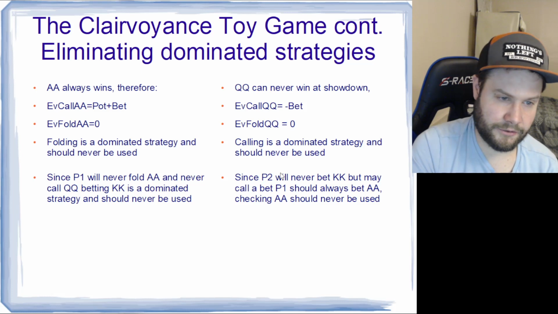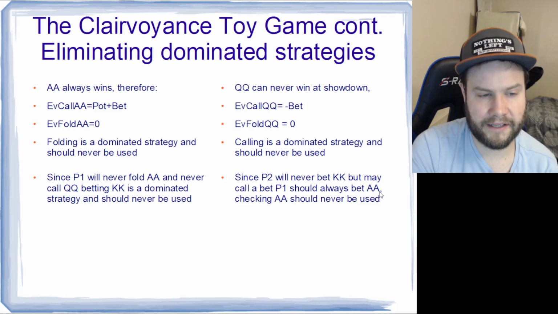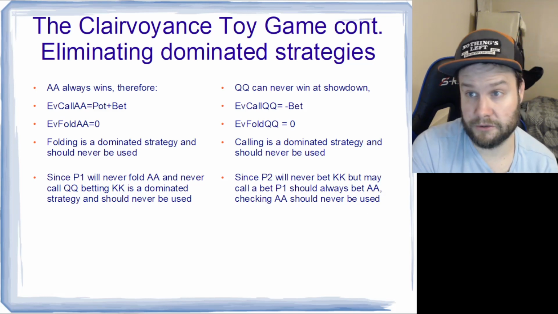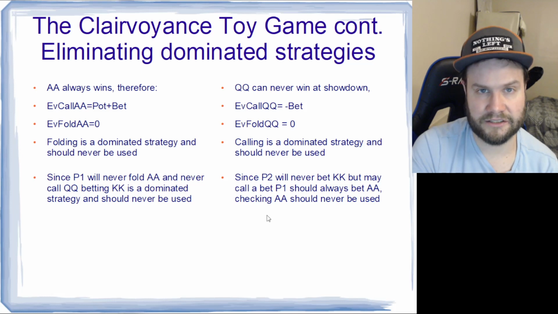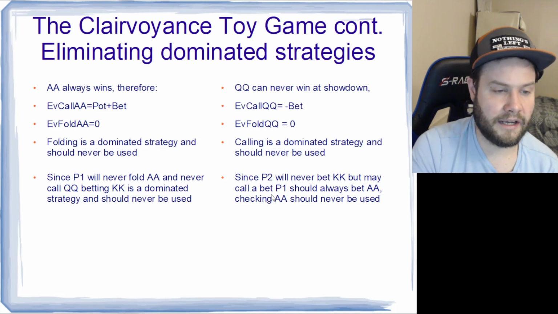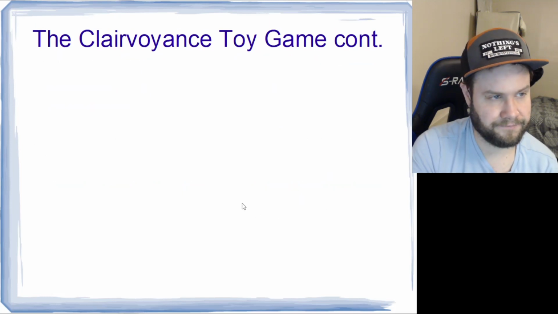Since player 2 will never bet with king, but may call a bet from player 1, player 1 should always bet ace. Checking with ace should never be used. It is a dominated strategy. It's going to be EV of 0 as well because they would be closing the action and going to showdown. And then the EV of betting would always be higher.